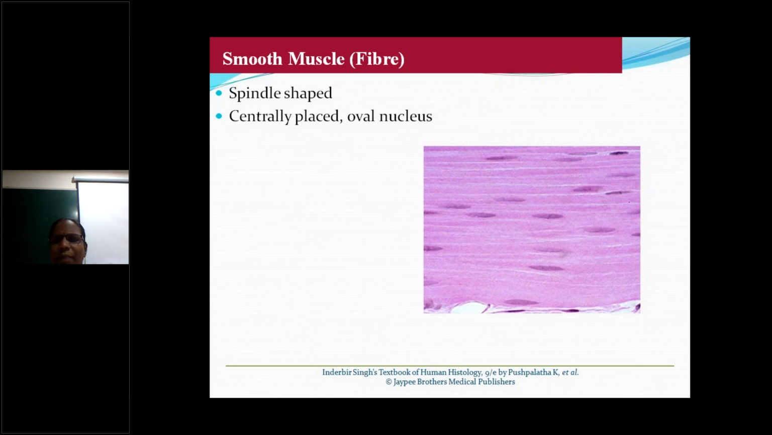This is the transverse section of the muscle fibers. So in the discussion, they may ask you about the transverse section of the muscle fibers: the endomysium, perimysium, and epimysium parts.